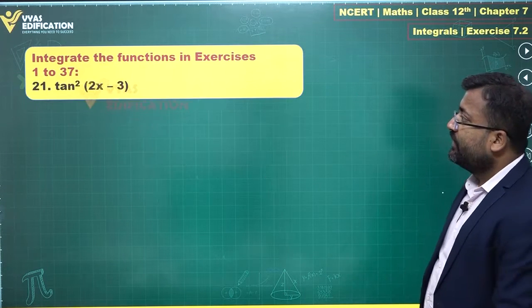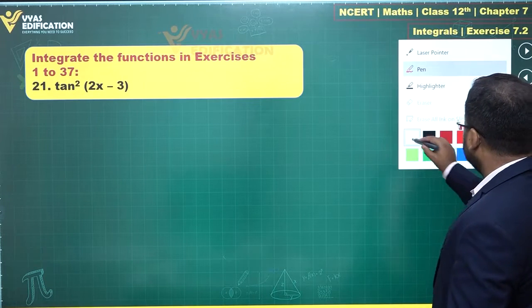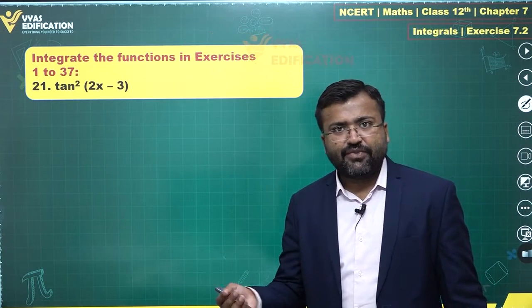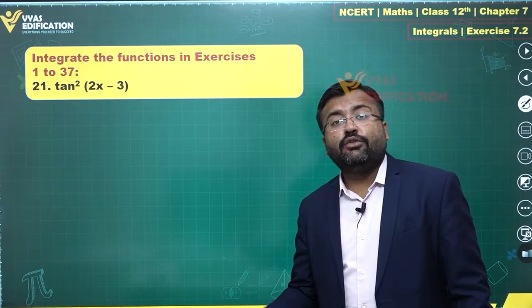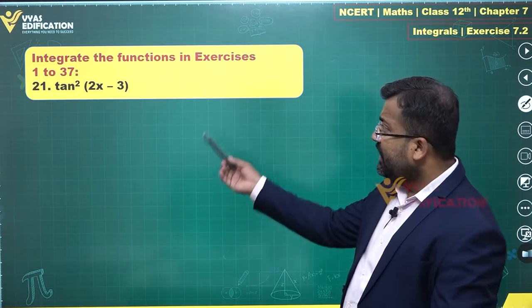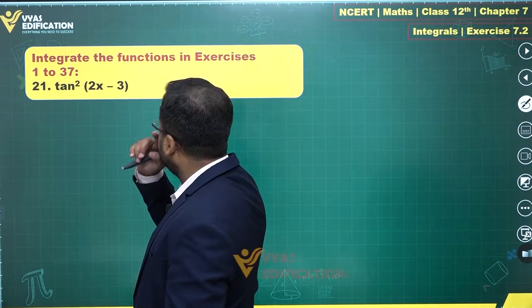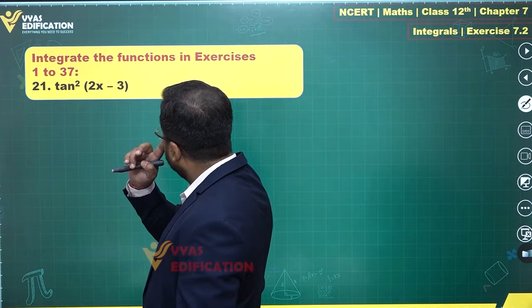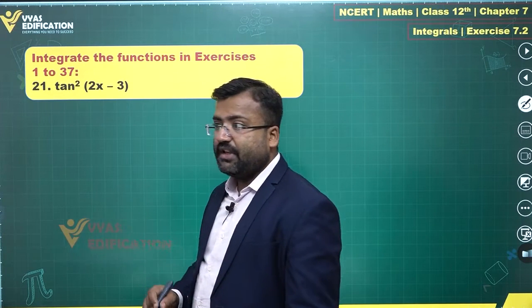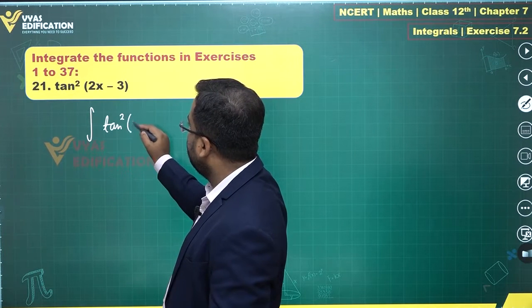Next, question number 21 says we have to integrate tan square 2x minus 3. Now, tan square something, tan square x, if that's there, we can convert it into sec square x minus 1, and we can integrate sec square x, we can integrate 1, right? A similar thing is going to be happening over here. So, tan square 2x minus 3, what will that be equal to? So, tan square something can be written as sec square minus 1.